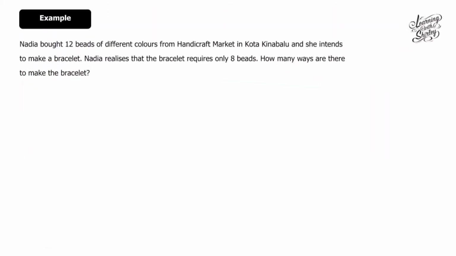Let's look at this example. Nadia bought 12 beads of different colors from a handicraft market in Kota Kinabalu and she intends to make a bracelet. Now Nadia realizes that the bracelet requires only 8 beads. How many ways are there to make the bracelet? So here the keywords are bracelet, beads. So we know that bracelet is in circle form and this one is beads. So beads, whether it's clockwise or anti-clockwise, they are the same. So it doesn't matter. So for this, we're going to use the formula, which is nPr over 2r.